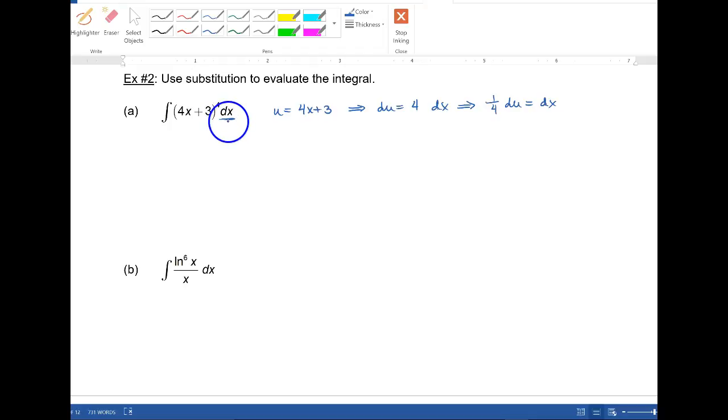So I'm going to replace that with 1/4 du. So I'm going to put a 1/4 out in front, integral, right, du. Well, what's inside? 4x plus 3, so that's u to the 4th. Now I can integrate. So I have u to the 5th over 5 plus c. So my final answer is 4x plus 3 to the 5th over 20 plus c.